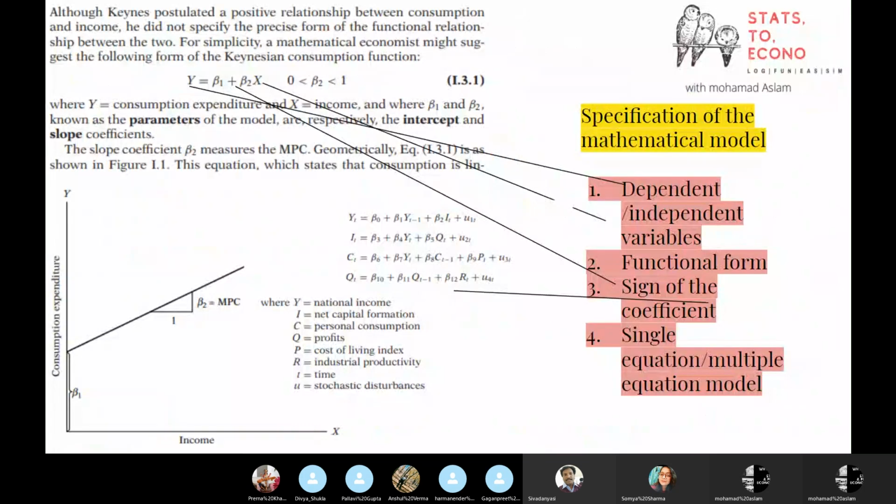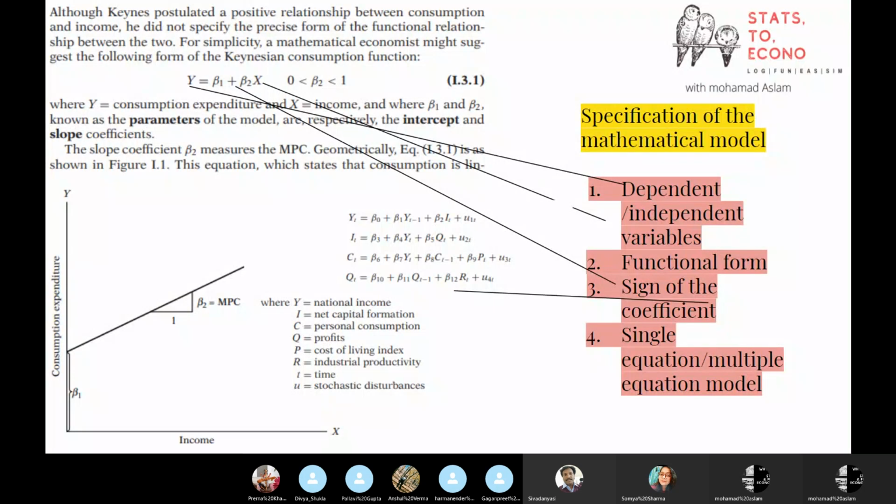Which one is the dependent and independent variable? Then the specific functional form: are the variables in the research linearly related or non-linear? That functional form you have to decide. Then the sign of the coefficient: is it positively or negatively related? And then, is it a single equation model or a multiple equation model?